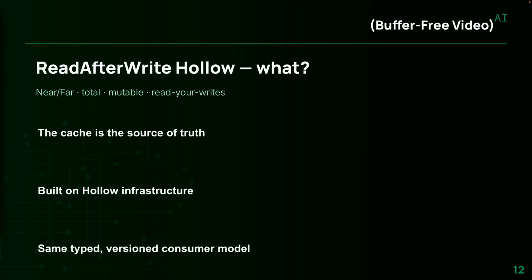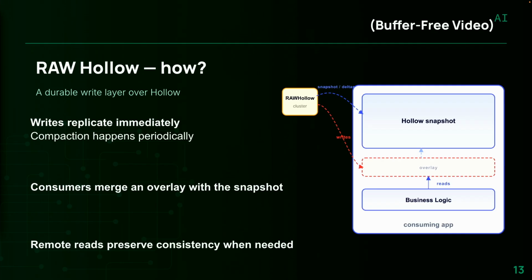Where traditionally an app might couple with a different database as a source of truth and also move data to Hollow to support high-scale consumer access, it simplifies that app's model to just using RAW Hollow as the source of truth and as the scalable cache for consumers. So there's no separate database, and it's built on top of the same Hollow infrastructure.